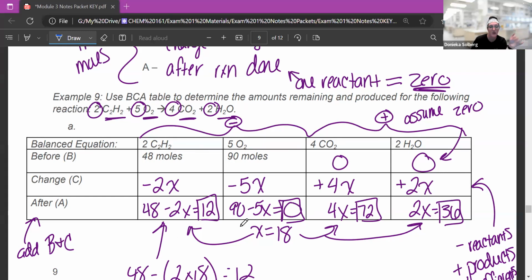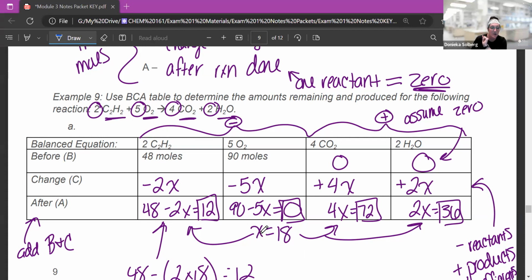So 48 minus 2x or 90 minus 5x, and set them equal to 0, because one of them is going to end up with none. Okay, so I did this one because I can tell that's the one I'm going to end up with. And I got 90 minus 5x is 0. So that means that x is 18.